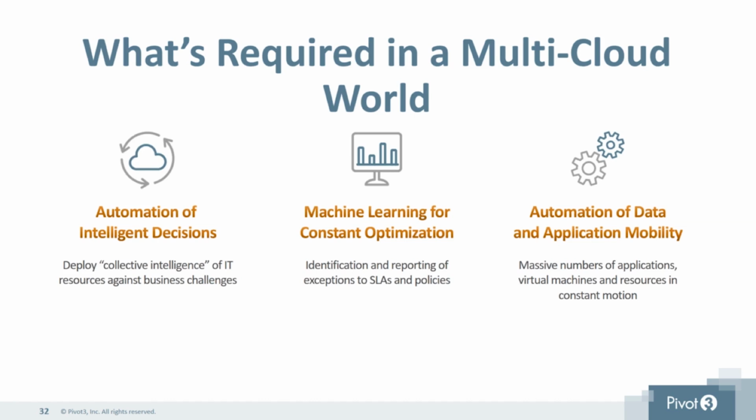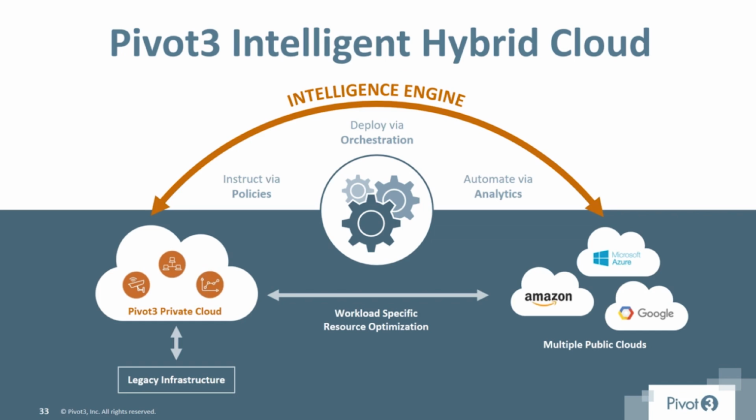automation of application mobility. So what this means is not only understanding your environment and what the most efficient location is to run each of your workloads, but then the ability to actually move those workloads and do it in an automated fashion. And so that leads us to Pivot 3's vision for the intelligent hybrid cloud. And this is what we see as the answer to solve a lot of these problems in the industry.